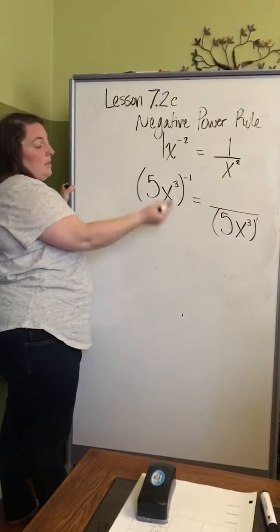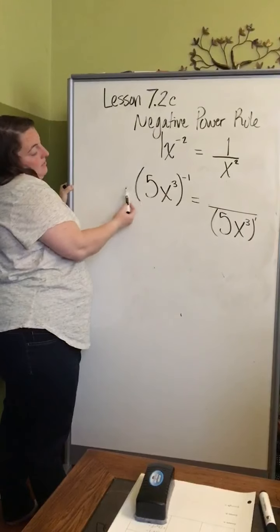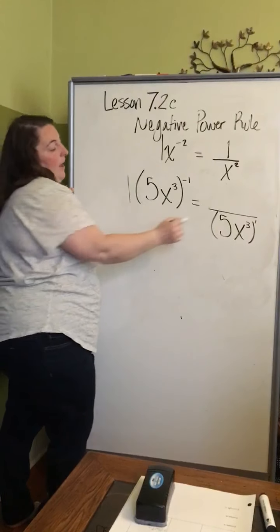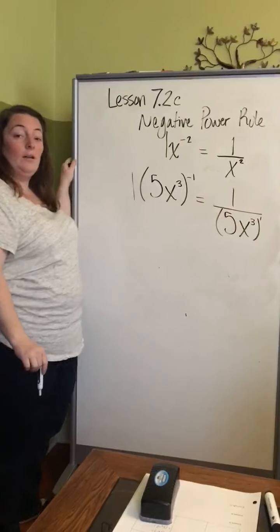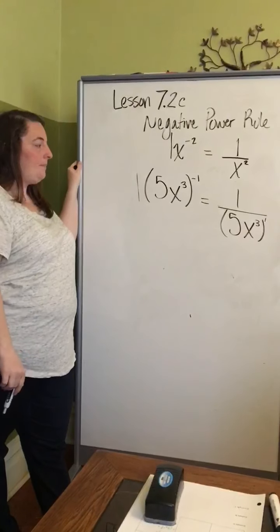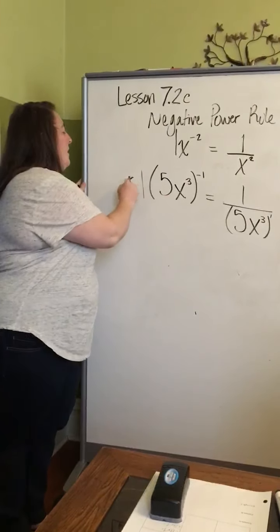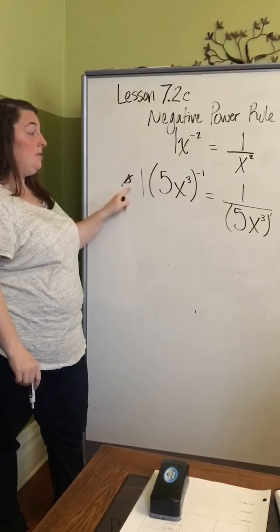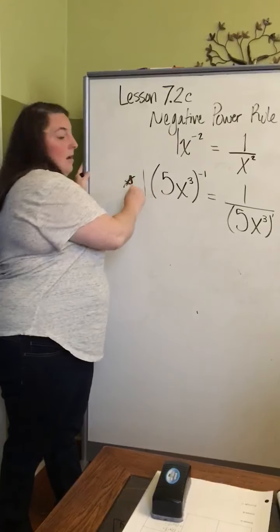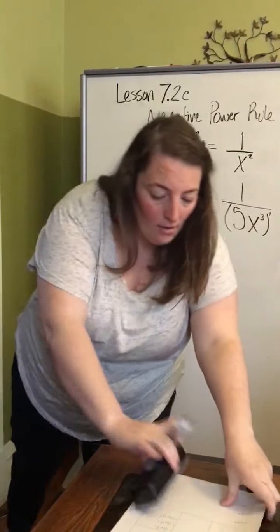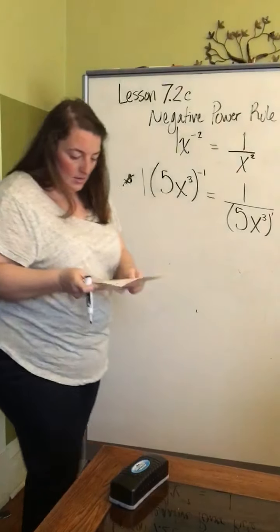And then what goes on the top? What was multiplied next to it? Well, it's just a 1. So 1 goes at the top. Okay? This one's a little tricky. So maybe put a star next to that one. Write this one down. Okay? I'm trying to think of some other ones that you guys might see in your assignment.